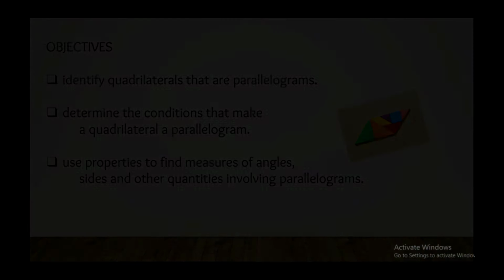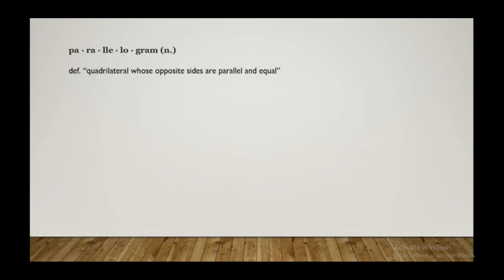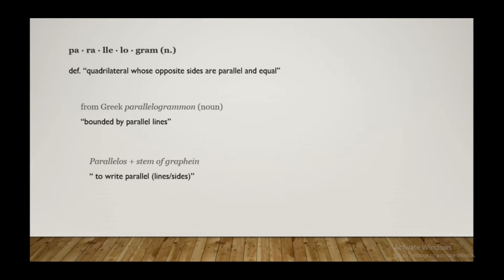But what is a parallelogram? The dictionary definition of the word means quadrilateral whose opposite sides are parallel and equal. The history of the name came from the Greek word parallelogramon, which means bounded by parallel lines. The Greek word is formed by the root parallelos plus the stem of graphene, which means to write parallel lines or sides.